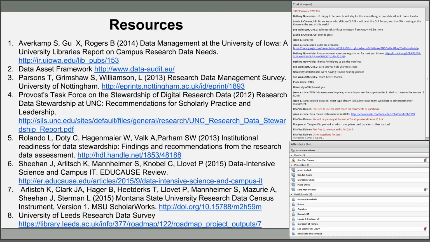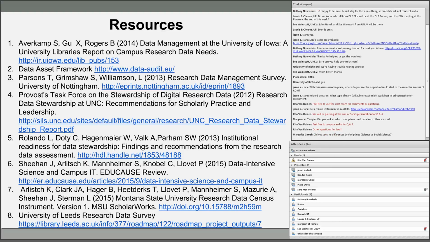And Margaret says, did you look at which disciplines used data from other sources? No, we didn't, but that's a good idea. I think as we learned in the follow-up interviews, each of the disciplines had really different ideas of what data sharing was and what data sharing was expected. So I think that would definitely be a worthwhile chart to develop.